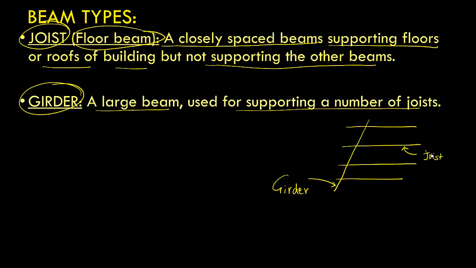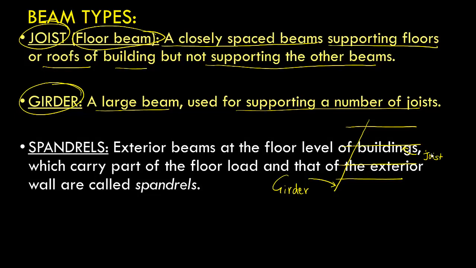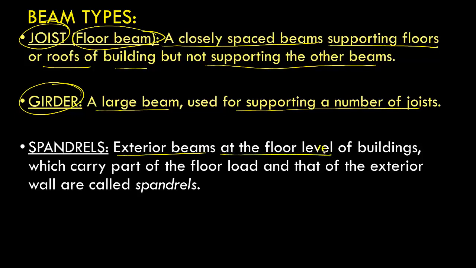Now similarly, we have spandrels. So basically spandrels are outer beams or exterior beams. So spandrels are the exterior beams at the floor level, and this supports two kinds of load: the load coming due to the part of the floor, and the load that is coming due to the exterior wall. So this supports loads that are coming on the floor, and this also supports load that is coming due to the exterior wall.